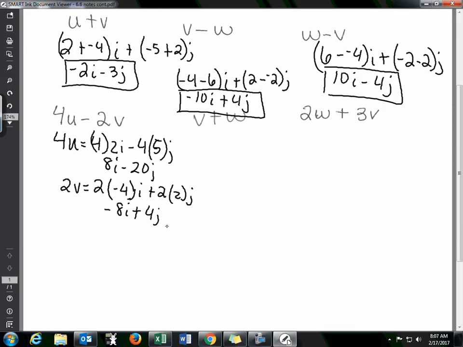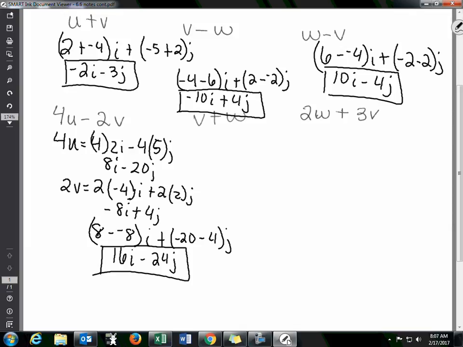Right? So now, if you combine these, so you go 4u minus 2v, I'll go 8 minus a negative 8i plus a negative 20 minus 4j. That goes with j. 8 minus a negative 8 is 16i. And then negative 20 minus 4 is minus 24j. So there's your answer. Okay, so it's just a little bit more work, a little bit more steps. It's really not that hard. It's just very simple multiplication and adding and subtracting positive and negative numbers.